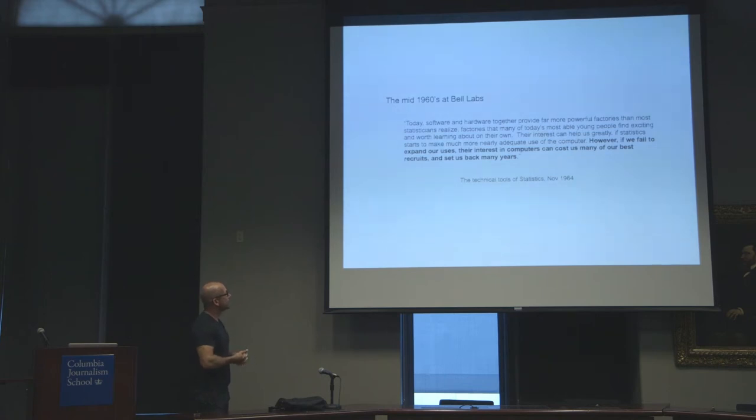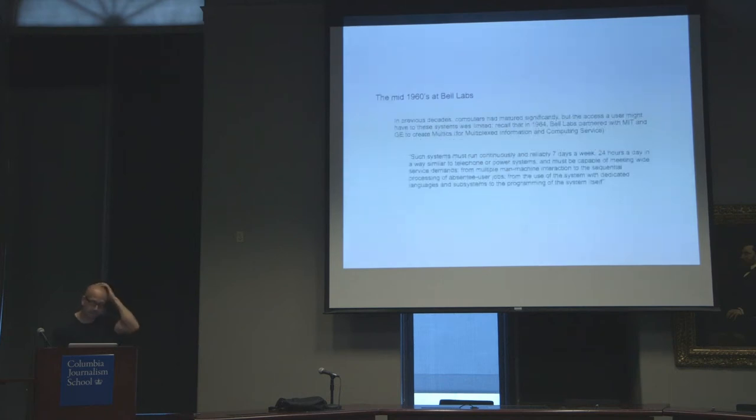He was also writing in the 60s. This is the year of my birth, 1964. He has a beautiful quote about how statistics, and you could substitute the word journalism here quite easily, needs to draw on people who are interested in computer science, needs to draw on people who want to do computing, needs to bring those people into the practice. And if they don't, it's going to set the discipline back many years. This was Tukey saying this in the 60s for statistics. I think the same moment has come now for journalism.